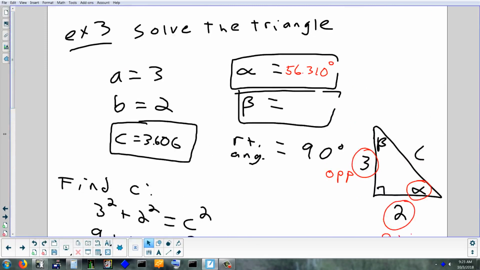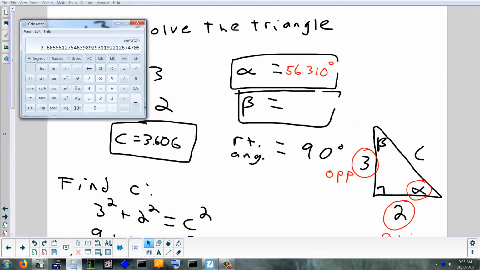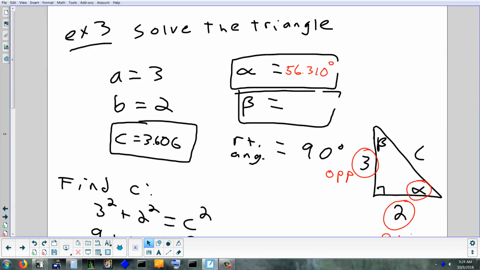And that's all right. Now, if I was running out of time and I quickly wanted to know beta, it should come out to 33.69 because I know all the angles have to add up to 180. So it's got to be 33.69. But if you do it that way, you just assumed you found alpha correct. If you do that and alpha was wrong, now beta is wrong. So let's find beta the same way we found alpha. We're going to stick with the side that was given, the other side that was given, and beta.